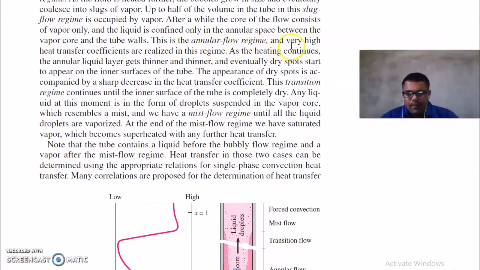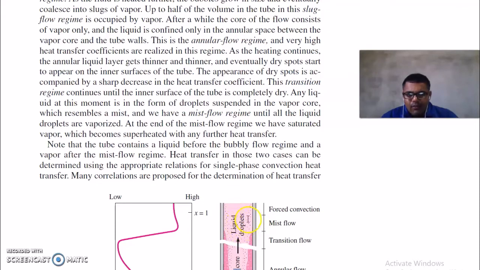This is the annular flow regime, and a very high heat transfer coefficient lies in this regime. As the heating continues, the annular liquid layer gets thinner and thinner, and eventually dry spots start to appear on the inner surface of the tube. The appearance of dry spots is accompanied by a sharp decrease in heat transfer coefficient. You can see there is a sharp decrease in heat transfer coefficient at this flow. So this is your transition regime, which will continue until the inner surface of the tube is completely dry.